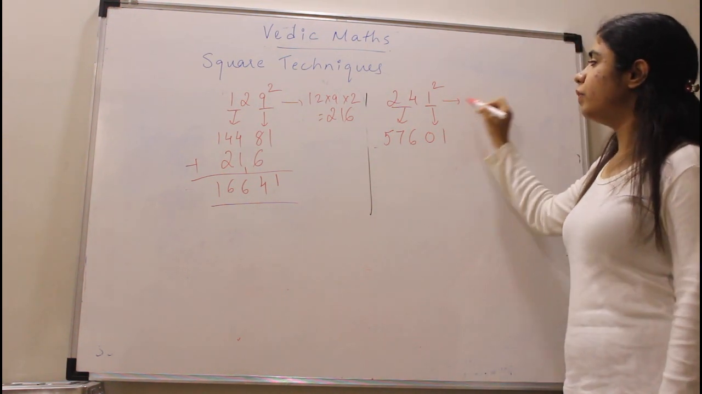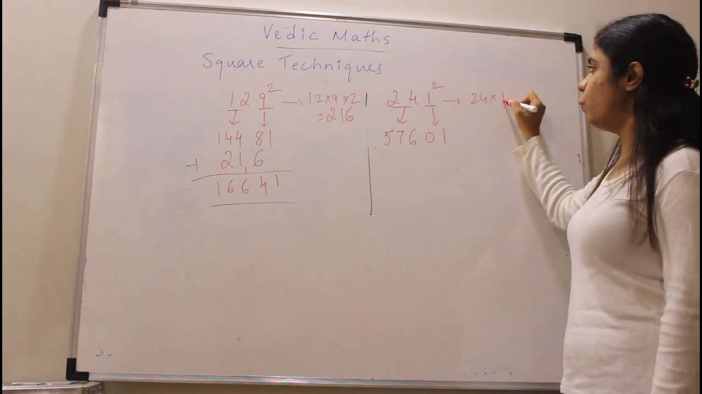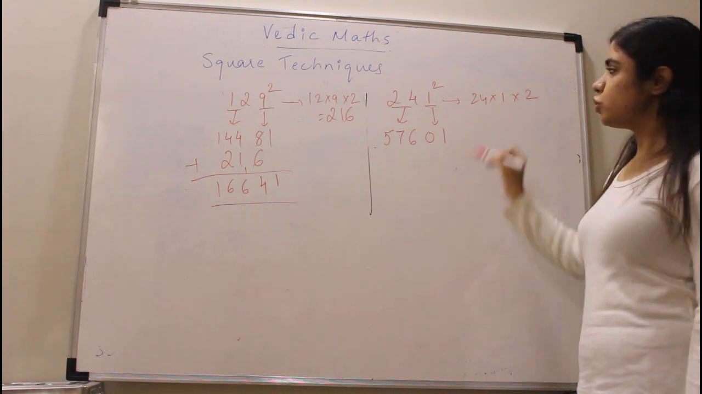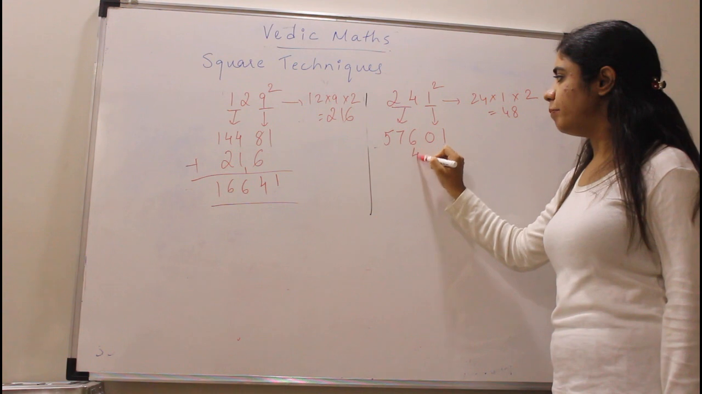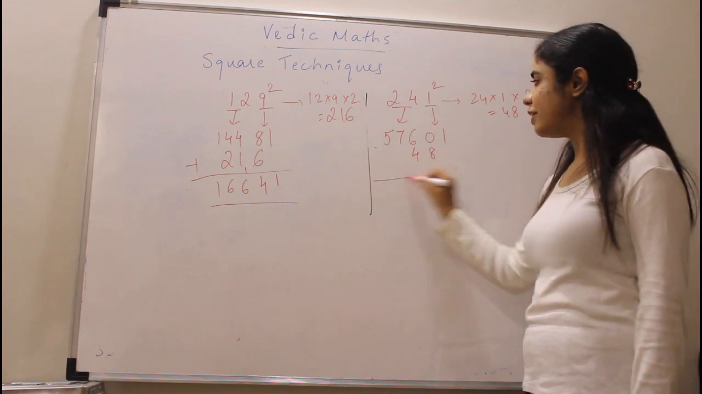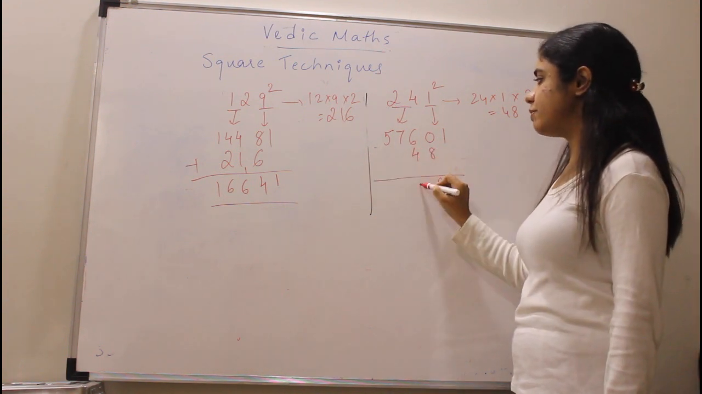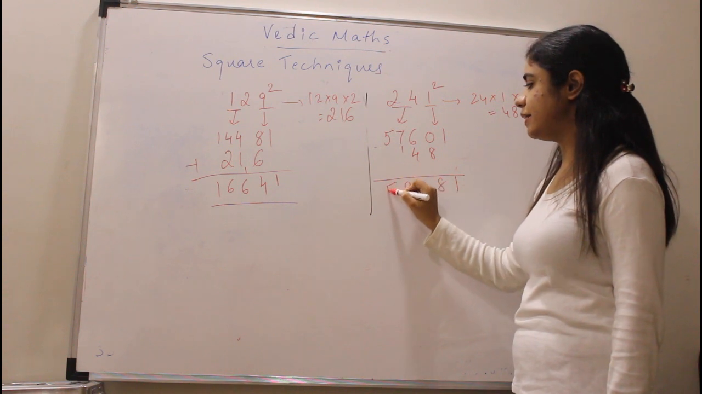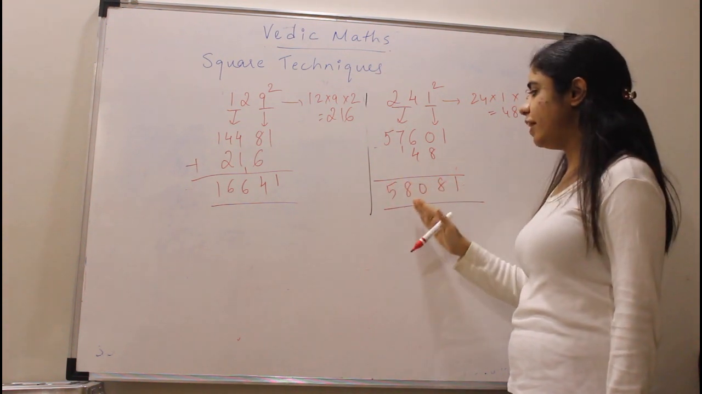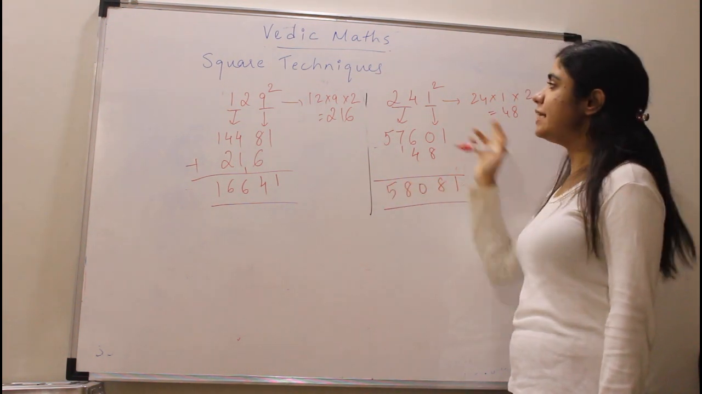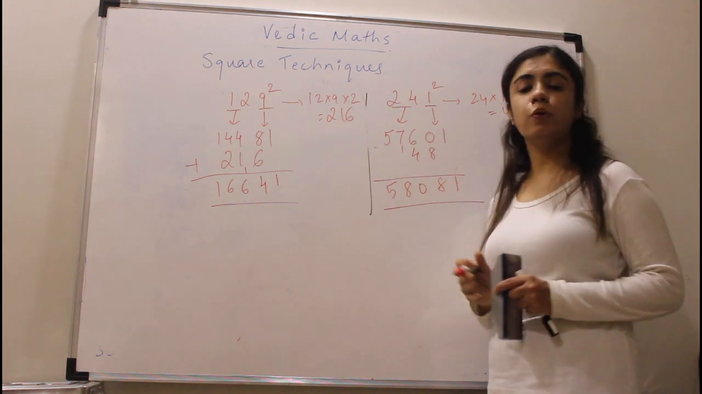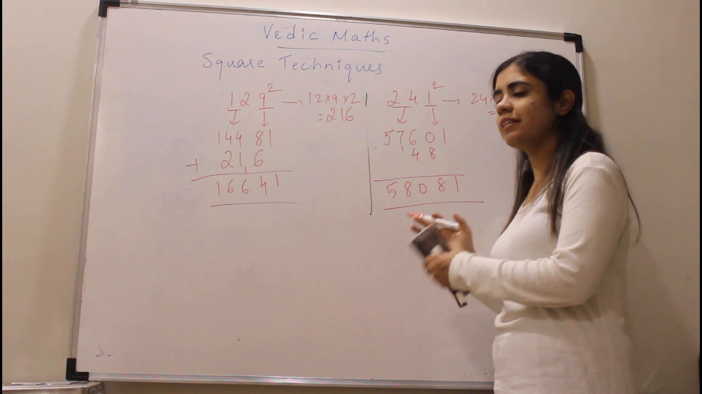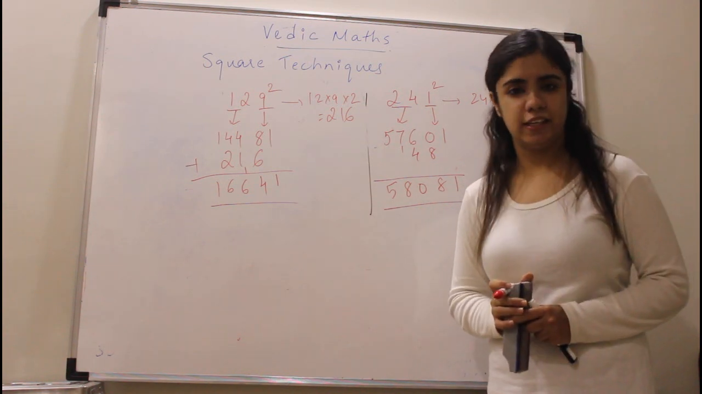अभी multiply करो. 24 into 1 into 2. So this will become 48. So this 48 will come here. So your answer will be 81. This will become 0, this will become 8, and this is 5. So 58081 is 241 square. So this is how you're going to solve the sums by this technique, which is our first technique.